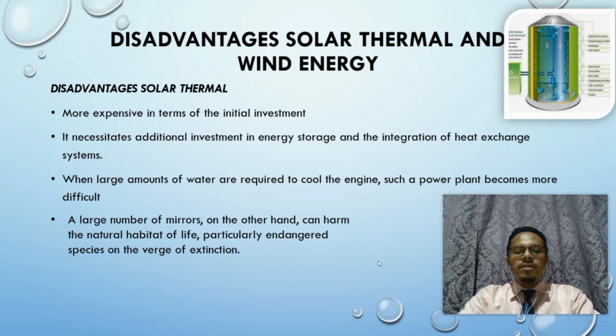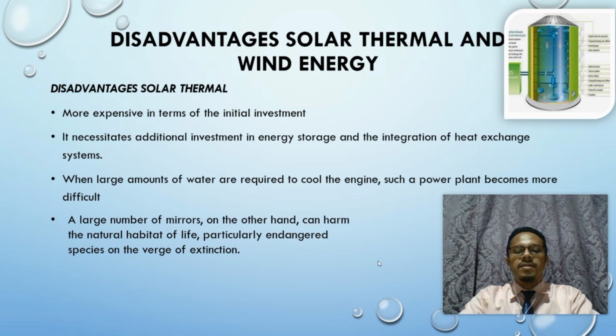The following flaw is related to using the thermodynamic fluid, water, to generate steam. Solar thermal power plants generate energy by heating a thermodynamic fluid like water. Its efficient operation necessitates a large amount of water. A tradeoff should be made in this case between the amount of solar radiation and the availability of water. When large amounts of water are required to cool the engine, siting a power plant becomes more difficult.